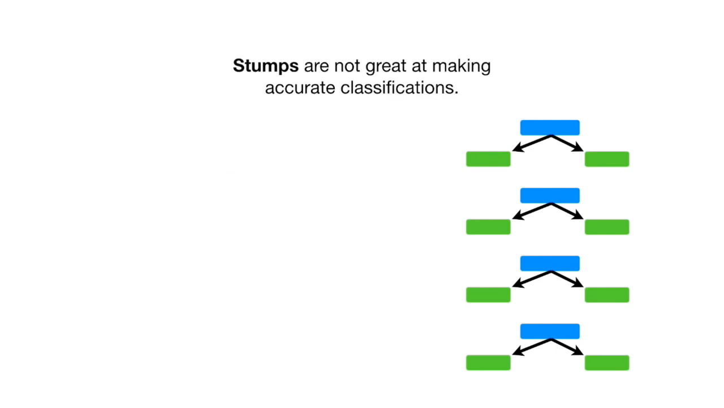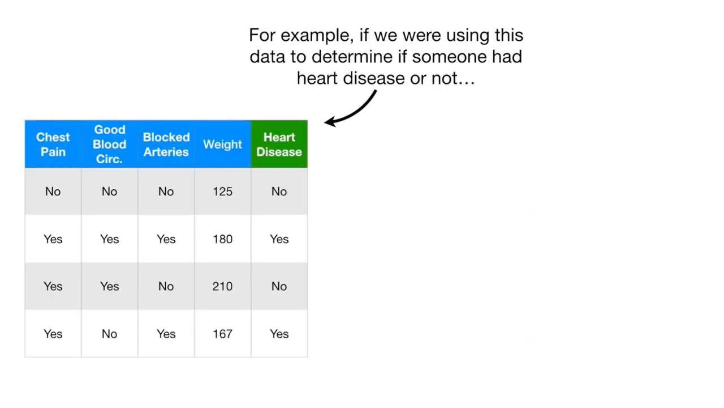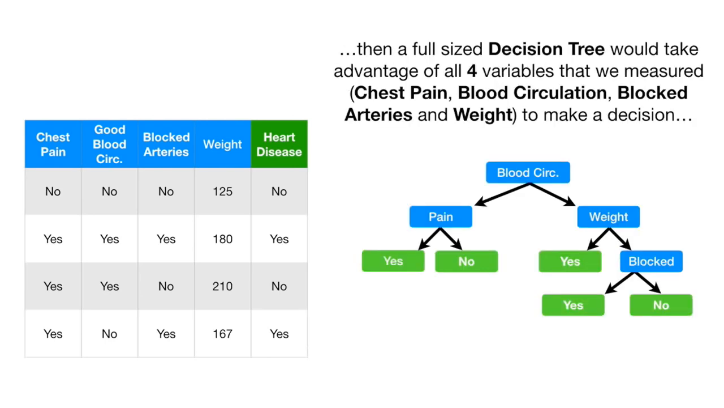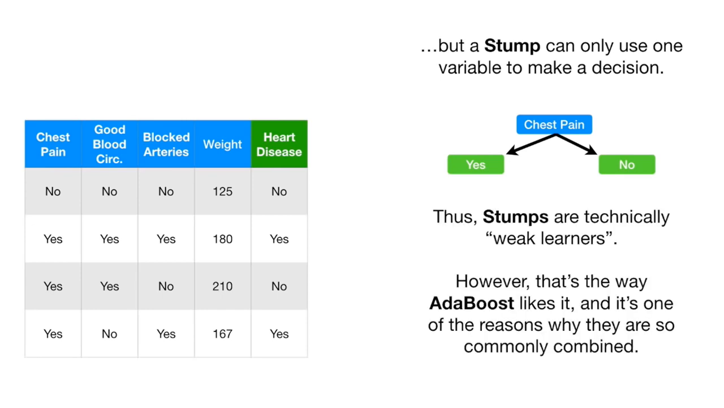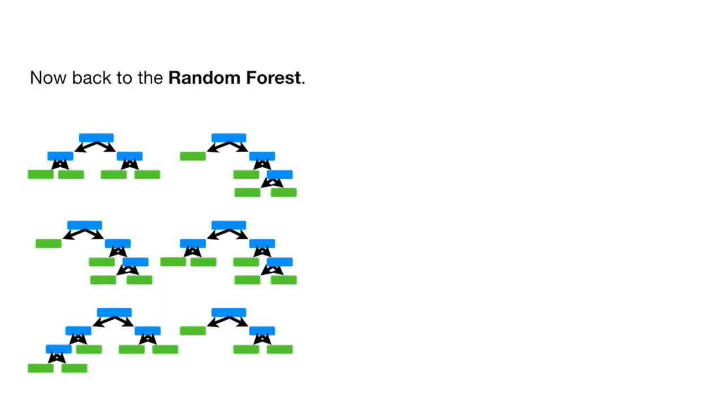Stumps are not great at making accurate classifications. For example, if we were using this data to determine if someone had heart disease or not, then a full-size decision tree would take advantage of all 4 variables that we measured: chest pain, blood circulation, blocked arteries, and weight, to make a decision. But a stump can only use 1 variable to make a decision. Thus, stumps are technically weak learners. However, that is the way AdaBoost likes it, and it is one of the reasons why they are so commonly combined. Now back to the random forest.